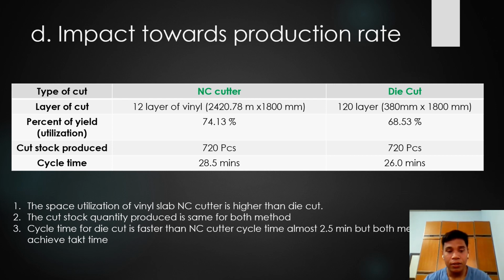So these are the impact toward production rate. The cut stock has been produced at the same quantity. The space utilization of vinyl slab on NC cutter is higher than the die cut. The cut stock quantity produced is the same for both methods, and the cycle time for die cut is faster than NC cutter by almost 2.5 minutes, but both methods are able to achieve that time, so there is no worry for us to not be able to complete the customer demand.